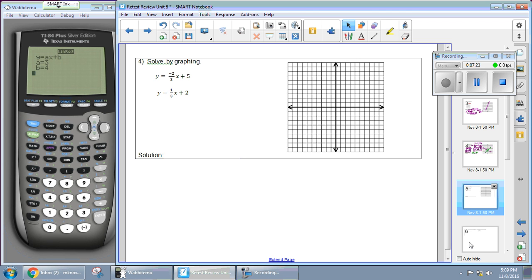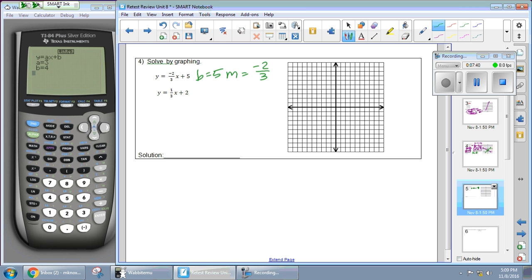Okay, it says that we are going to graph these equations. They're already in y equals mx plus b format, so I'm just going to go ahead and graph them. So this, b equals 5, and my slope equals negative 2 over 3. So I'm going to go to 5 on the y-axis.